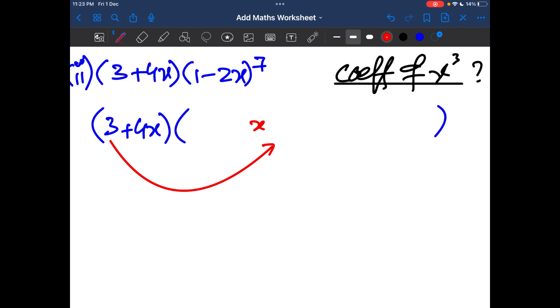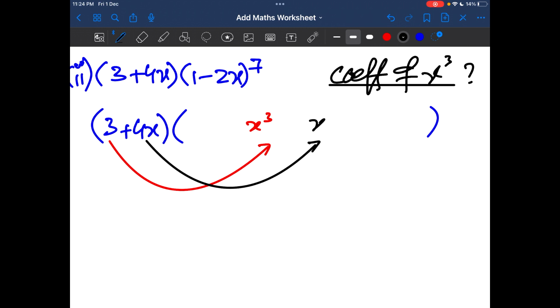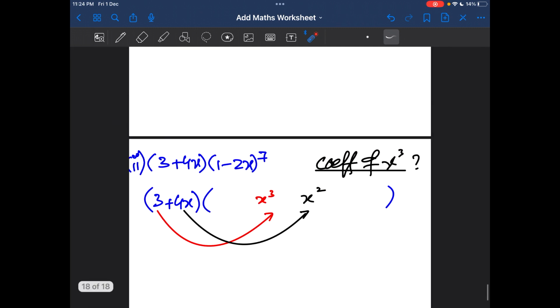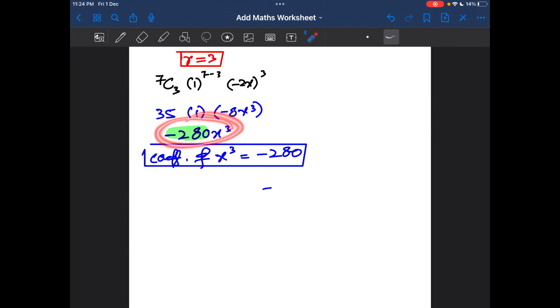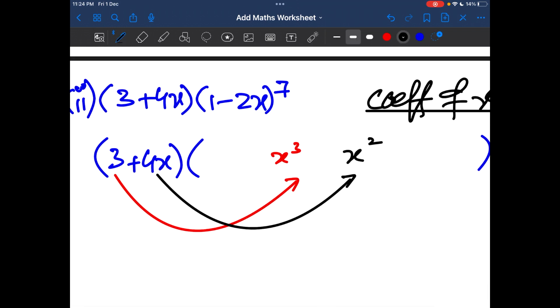3 multiplied by the x cube term will result in a final x cube term. 4x multiplied by what term of this expansion will result in an x cube term? The term containing x square, when it multiplies with 4x, will give you the x cube term. So for this expansion, we just need two terms, the term containing x cube and the term containing x square. And from the previous chart, we already know the term containing x cube is minus 280 x cube.